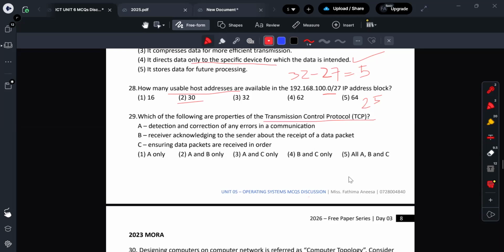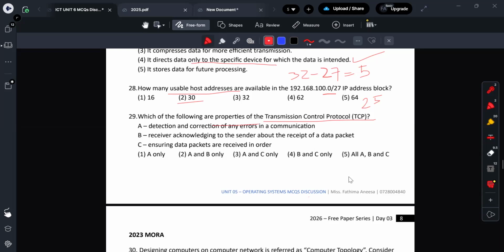The next one they are again asking about TCP. See how many times they have asked. Detection and correction of any errors in a communication. So TCP does error detection and error correction. I said that it does retransmission, acknowledgements and all. So yes, the receiver acknowledging to the sender about the receipt of a data packet. TCP is connection oriented and uses acknowledgements to ensure reliable delivery. So that is also correct.